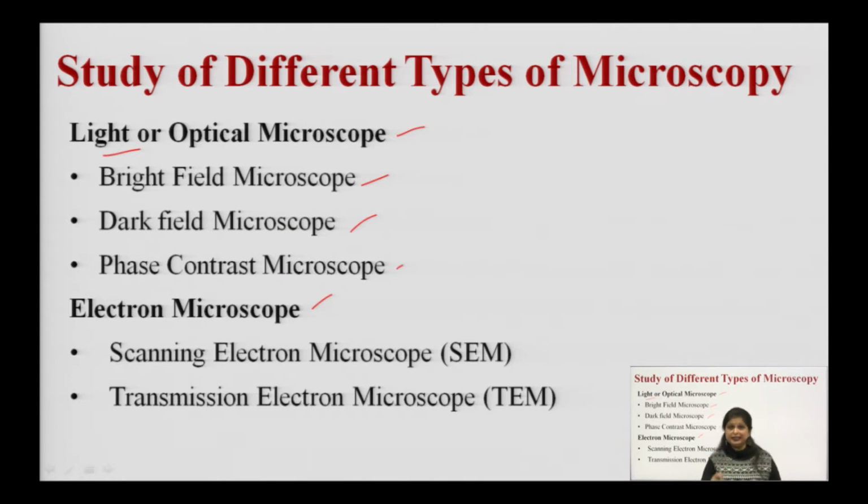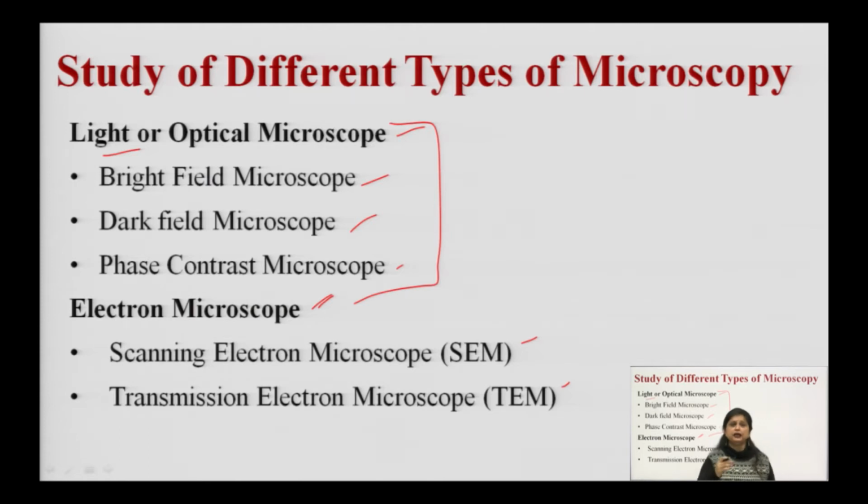This we will study in this lecture, and the rest of the part, that is electron microscopes containing SEM and TEM, I will try to cover in my upcoming lecture, that is what electron microscopes actually are and what the advanced versions of electron microscopes are, like scanning electron microscopes and transmission electron microscopes. In this lecture I will deal only with the light microscopes. These light microscopes are also available in the normal labs.